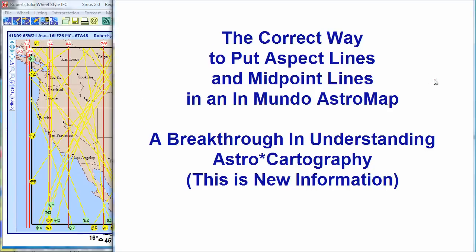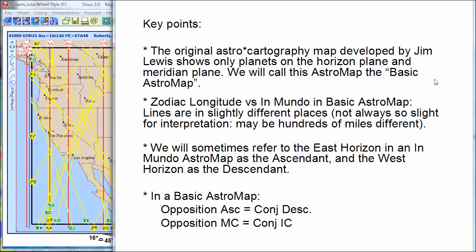And so let's review. I'm going to review very quickly and then move on to the next concept. Number one, the original astrocartography map developed by Jim Lewis shows only planets on the horizon plane and meridian plane. And I'm calling this AstroMap the basic AstroMap. Number two, if you compare a basic AstroMap, in other words, the original Jim Lewis style astrocartography map, the lines just move very slightly when you compare zodiac longitude and in Mundo to each other.